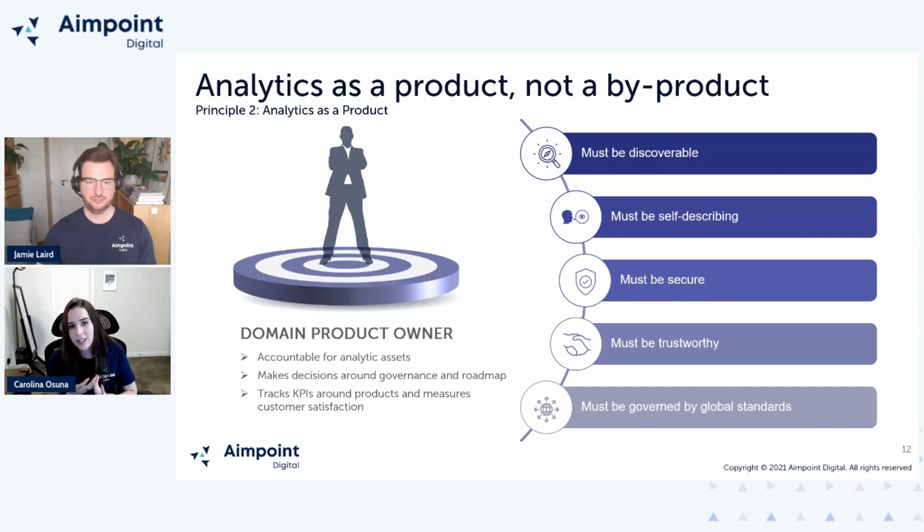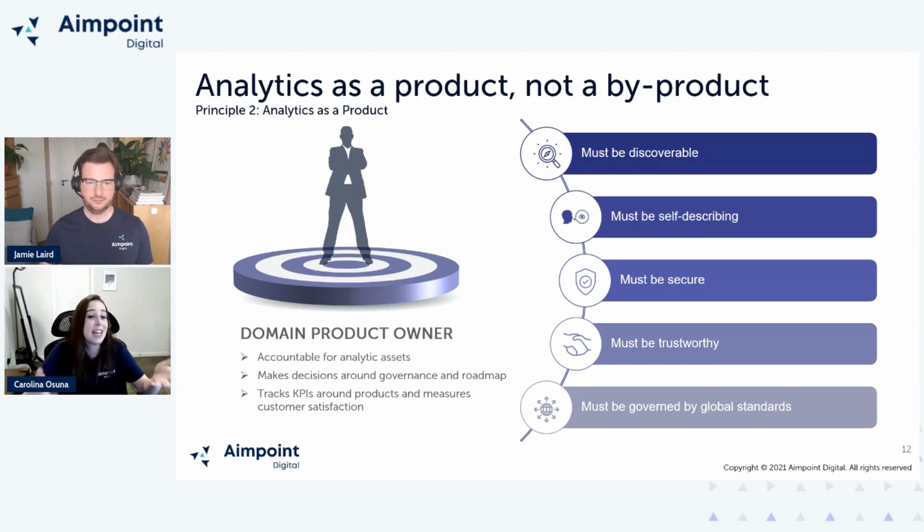And in order to do that, the domain product owner must track KPIs around the usage of these assets and their success, so that they can understand methods to improve existing products, or even to understand when certain assets should be retired or no longer maintained. So by treating analytics as a product with the same oomph as we do with the data produced, we can create this culture of trust in data and analytics to finally become the data-driven organization that we've always been dreaming about.